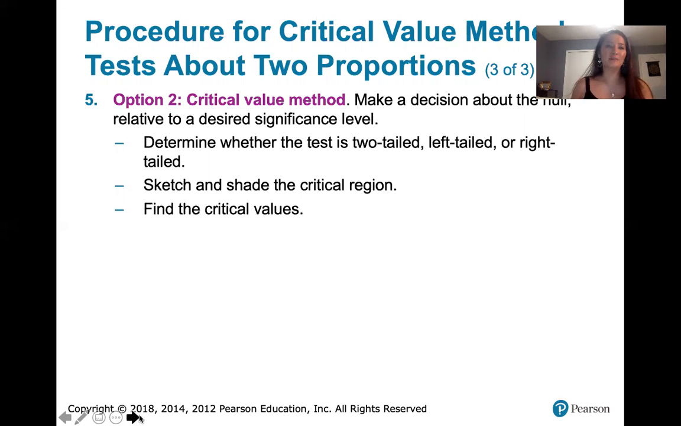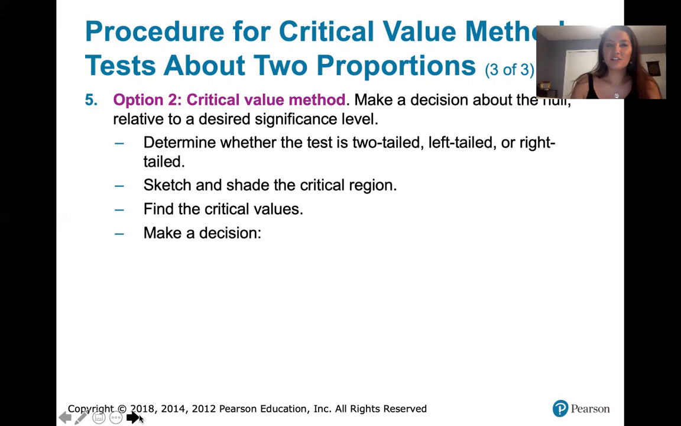Then you'll find the critical values. Those are the z-scores that separate the critical region from the region that's not critical. The region that's not critical consists of an interval of test statistic values that are likely to occur just due to chance, given that the null hypothesis is true. Any test statistic values that are in that critical region, we would say are unlikely to occur due to chance. They're significantly high or significantly low. So we're going to find the critical values. Those are the z values that separate that critical region from the rest of the area under the graph.